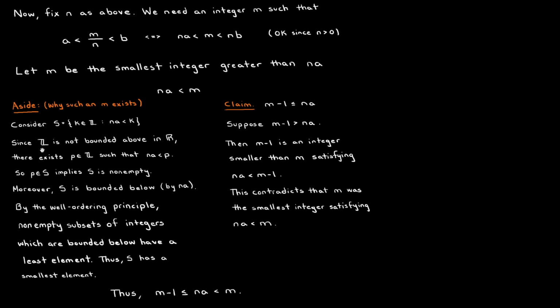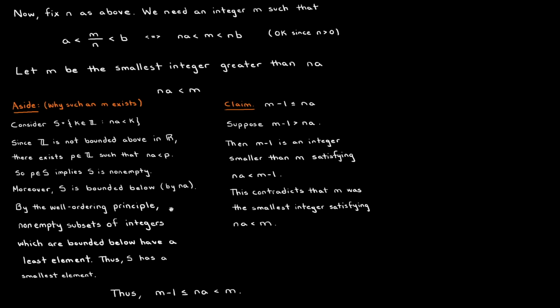In the previous video in which we covered the Archimedean property, we saw how the set of natural numbers is unbounded from above within the set of real numbers. In a similar fashion, we can show that the set of integers is also not bounded above in the set of real numbers. And so there must exist an integer that is strictly larger than the real number na. Therefore, the set S is non-empty. Moreover, the set S also happens to be bounded below. An example of a lower bound is the number na itself.